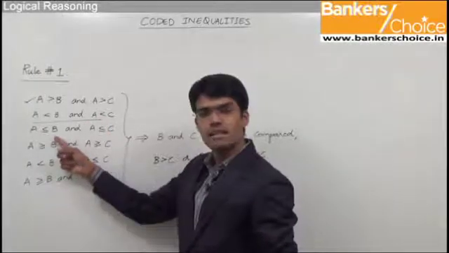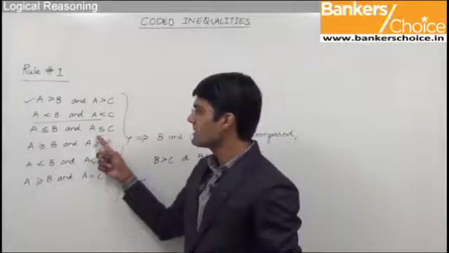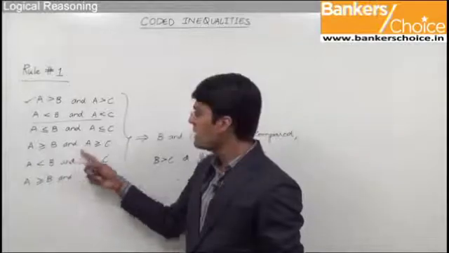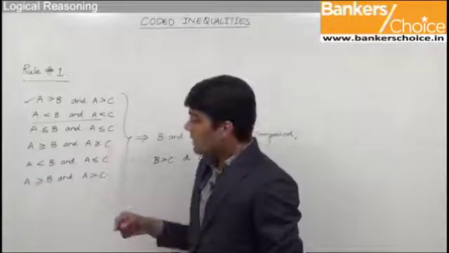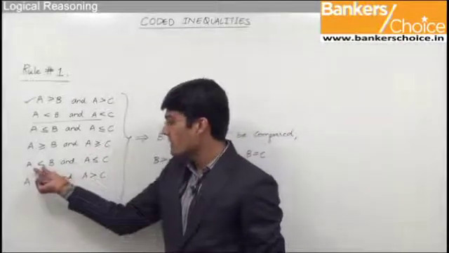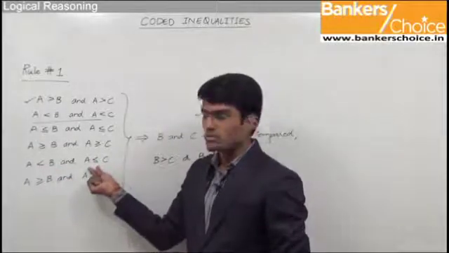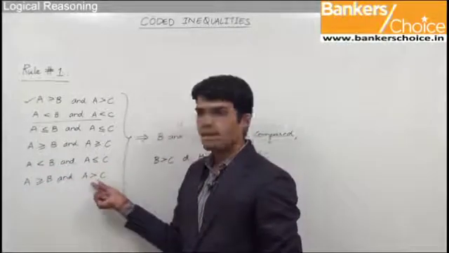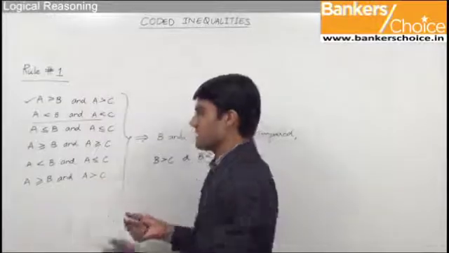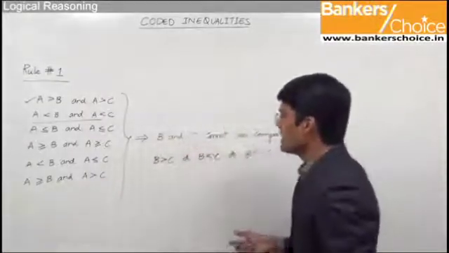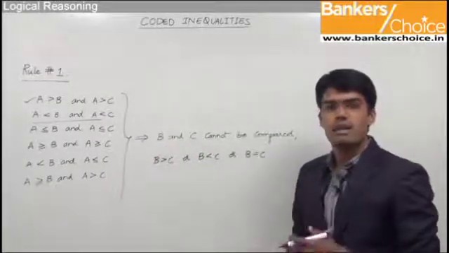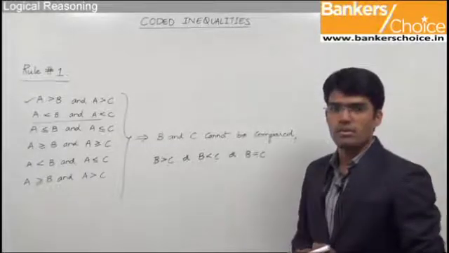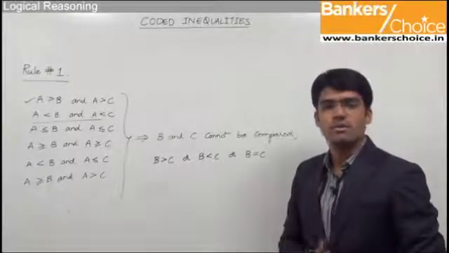Similarly, we have A less than or equal to B, A less than or equal to C, or A greater than or equal to B, A greater than or equal to C. Otherwise, we can also have a combination of less than and less than equal to, or greater than equal to and greater than. So in all these cases and many other similar cases, the answer should be B and C cannot be compared. So that is one of the most important rules required when we are solving questions related to coded inequalities.